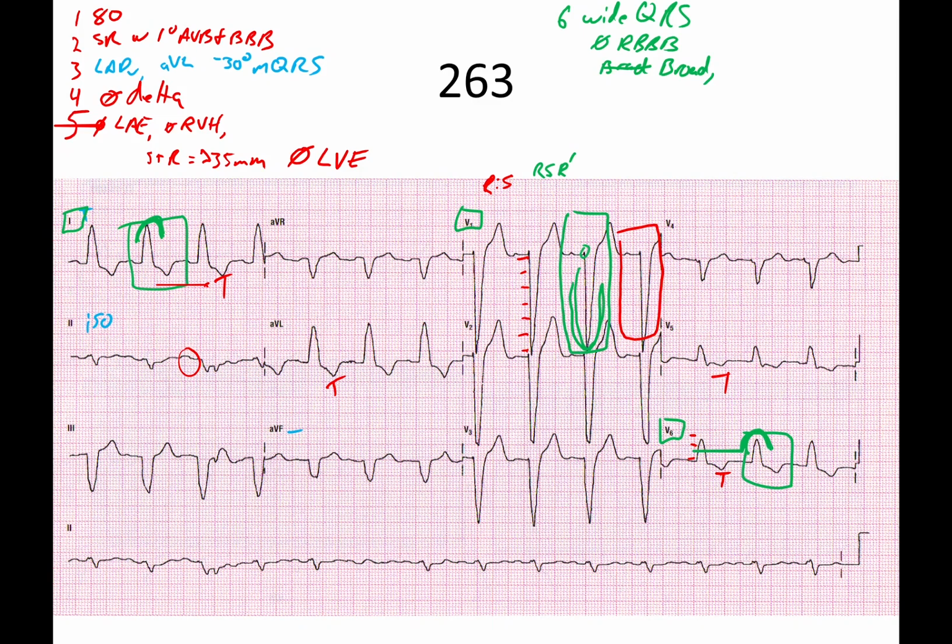Last thing, I mentioned it on the last one, so we'll take 2 seconds to hunt for it. And that's going to be for your left anterior hemiblock. And we're just going to look to see if we're positive and negative.